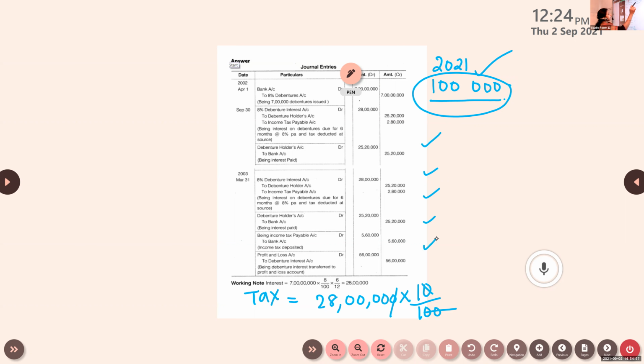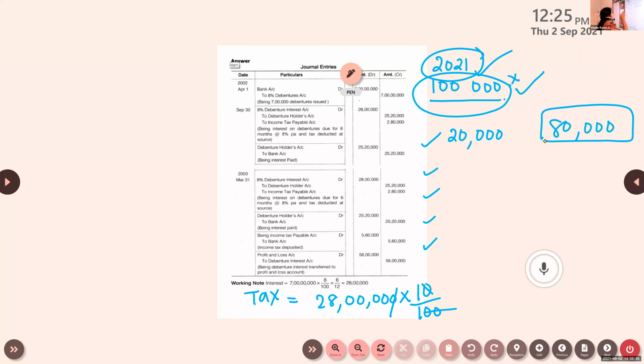So what they do is they will write off this 1 lakh rupees. They are not going to write the full 1 lakh in 2021. They will write off in the upcoming years equally, over 5 years. So we write off 20,000 in the next year. What is the amount left? 80,000. Out of this 1 lakh, 20,000 is written off this year, and now we have 80,000 left.